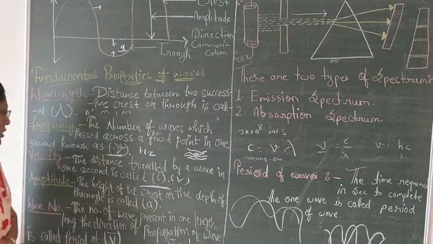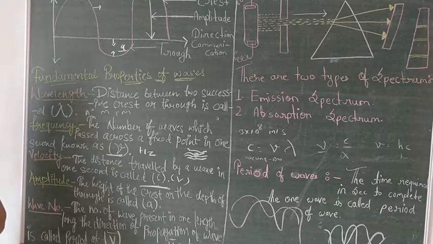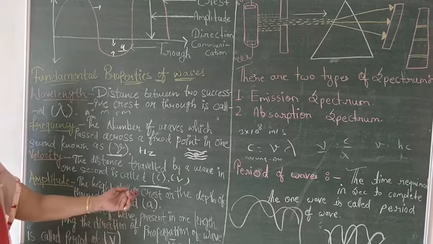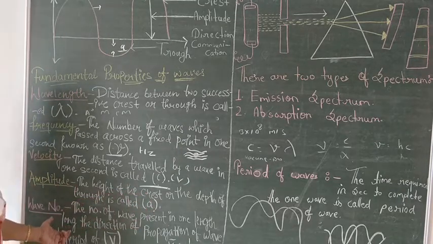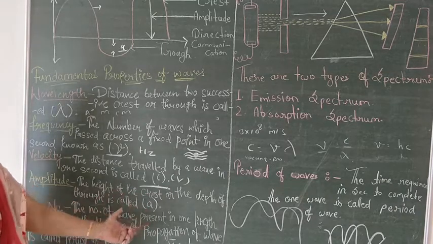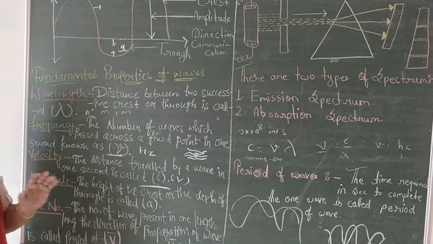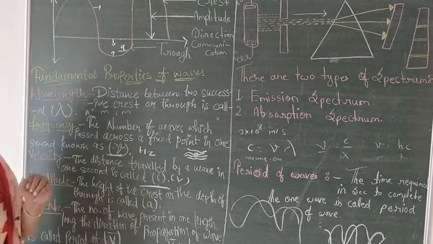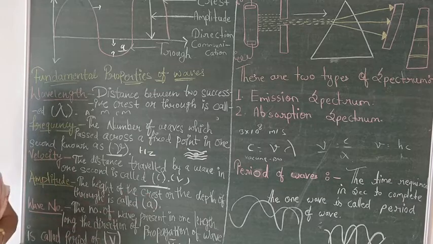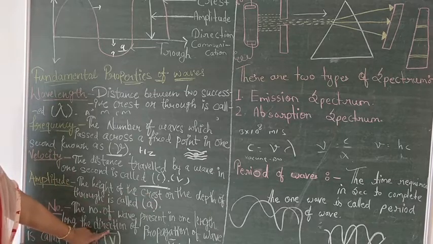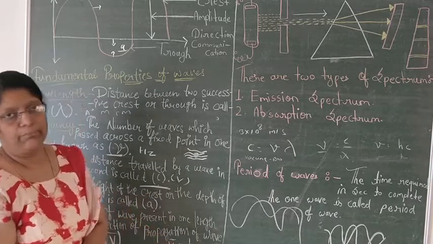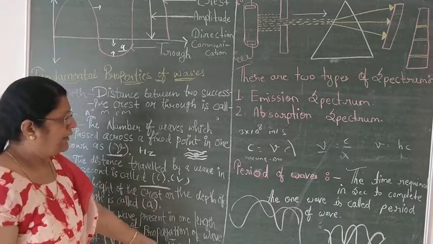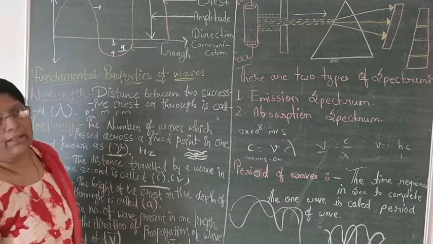The next definition, which is very required for you, is wave number. The number of waves present in a length of 1 centimeter in the direction of propagation of any wave is known as wave number, represented by nu bar, and nu bar is equal to 1 by lambda always.